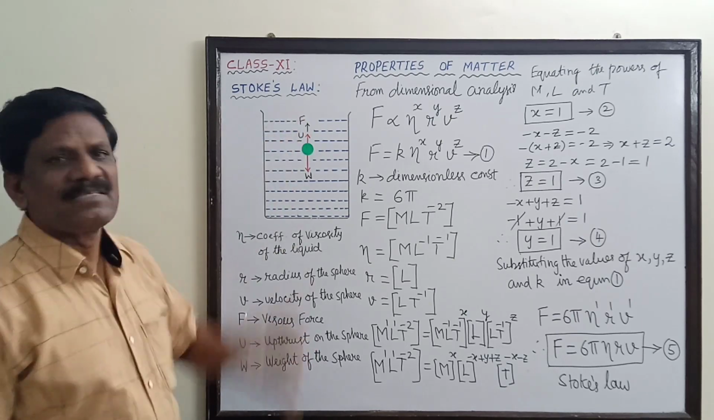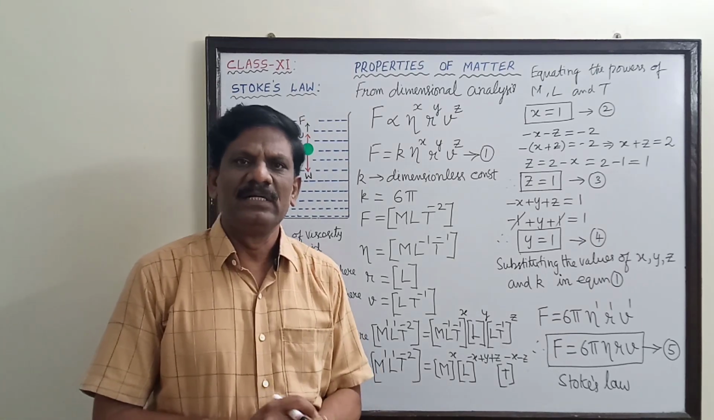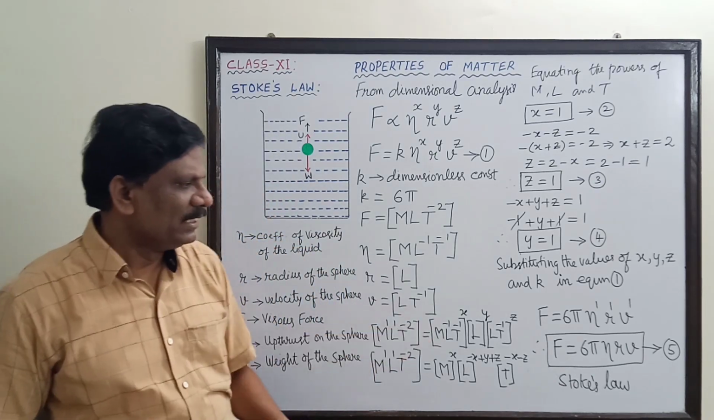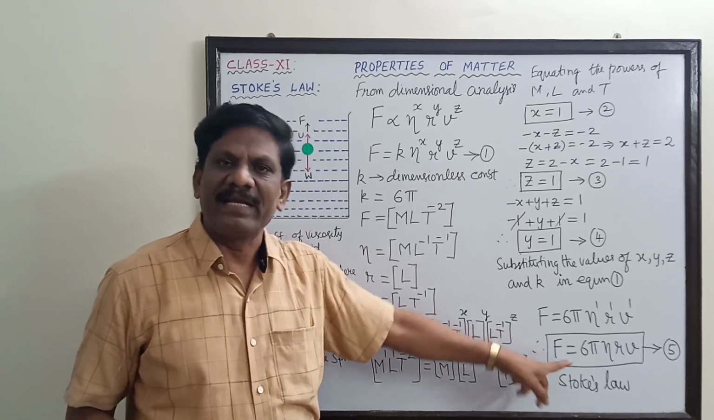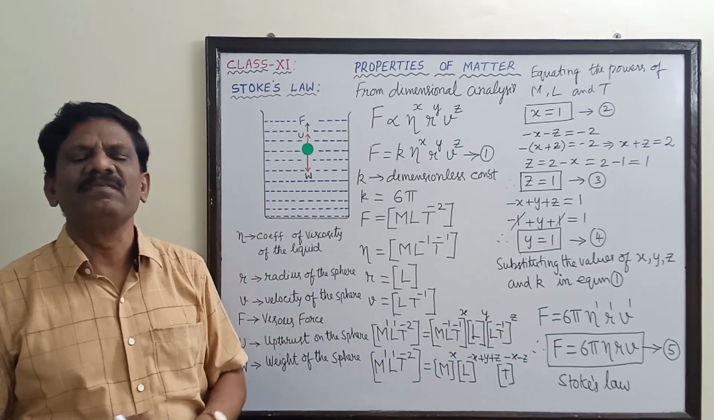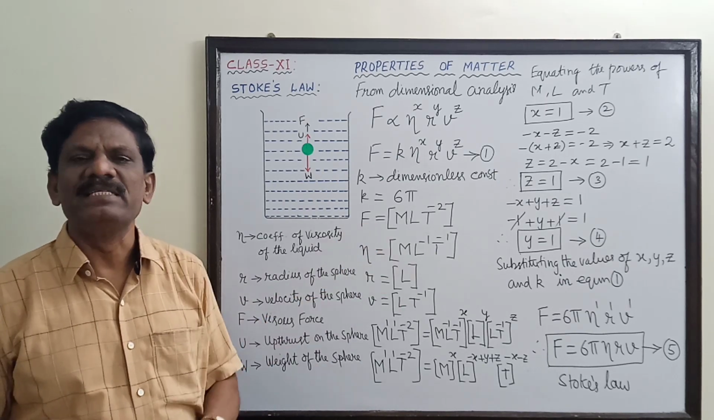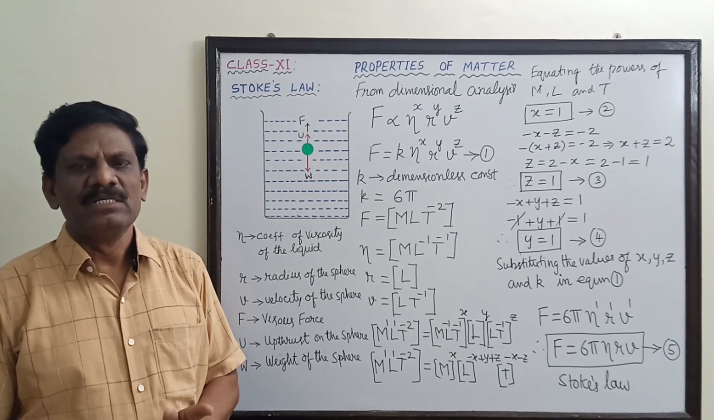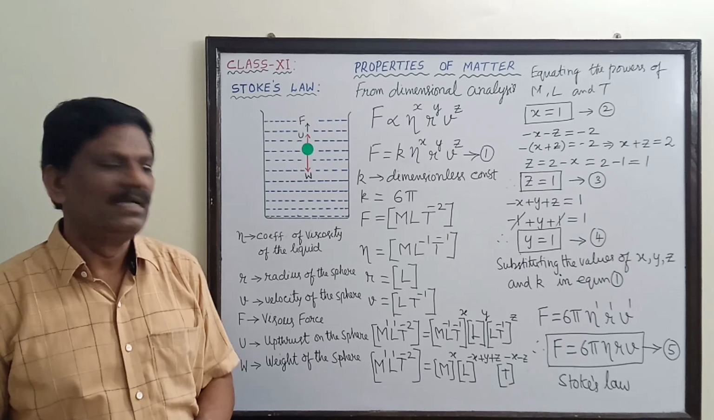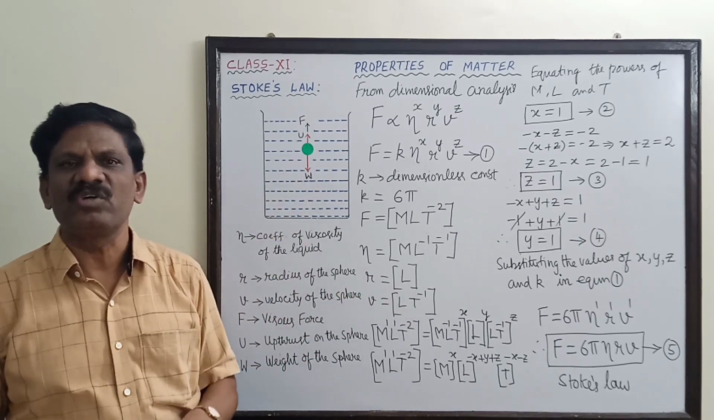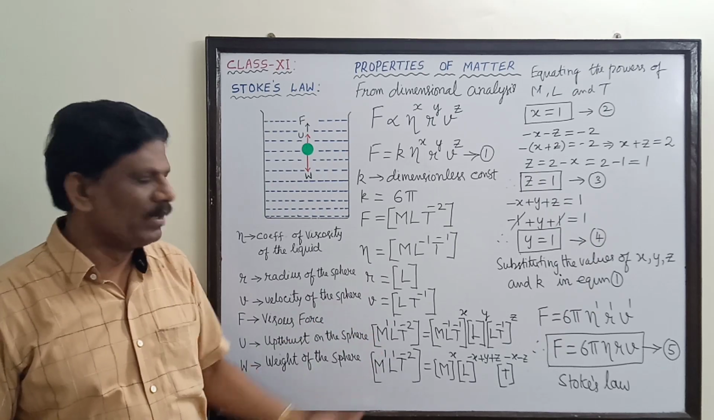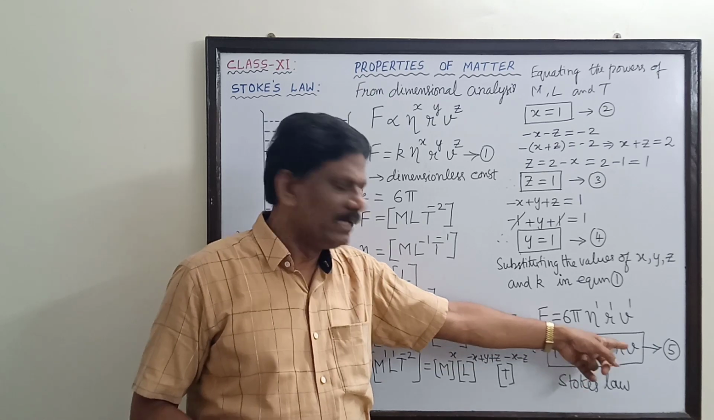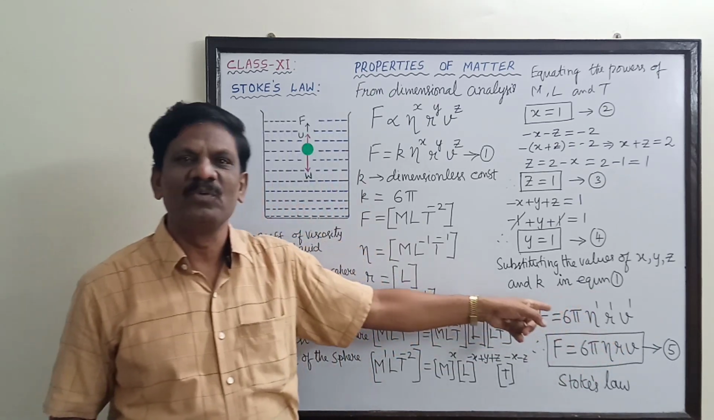So what is Stokes' law? What is it required for? Stokes' law is used to find the viscous force acting on a solid sphere which is freely falling inside a highly viscous liquid like glycerin, castor oil or honey. So we can measure the viscous force acting on the solid sphere which is dropped inside a highly viscous liquid. So what is the mathematical form of Stokes' law? F is equal to 6 pi into eta into r into v. I hope you have understood well. Fine.